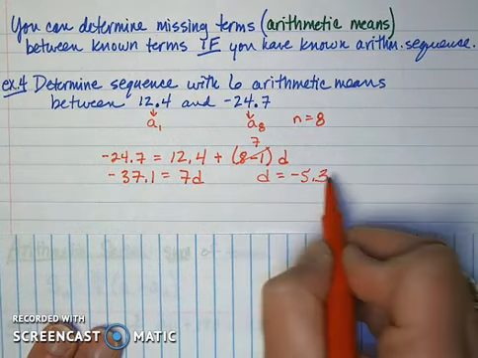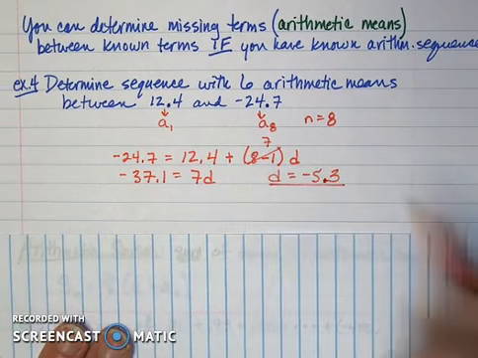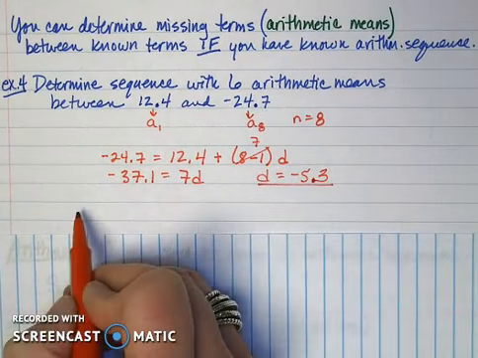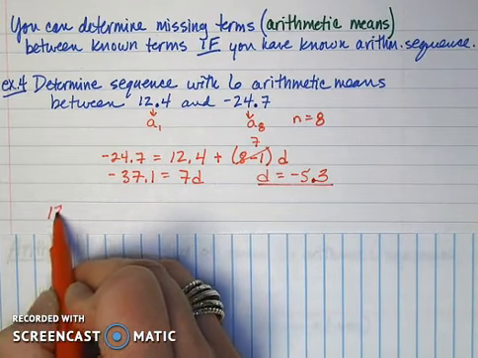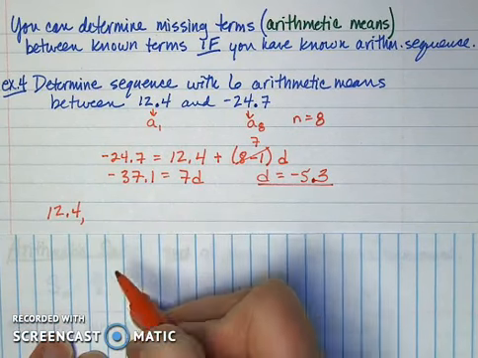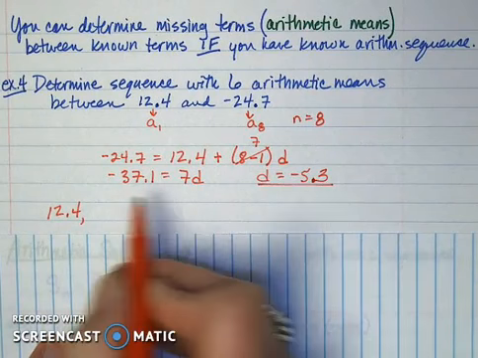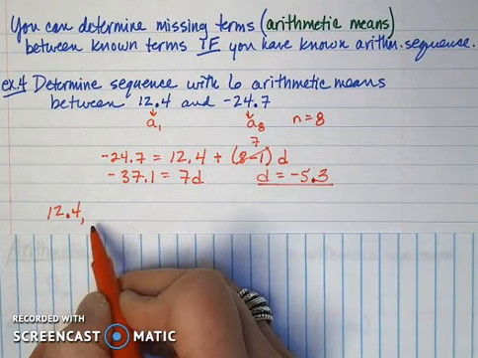Now that you have d, you can calculate the middle terms. So, for example, let's start with 12.4, because that's our first term. And we are just going to go each time. Now I'm going to subtract 5.3. I mean, you can do this longhand. You can just put that in the calculator and just keep subtracting each time.